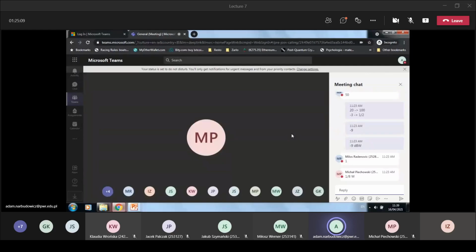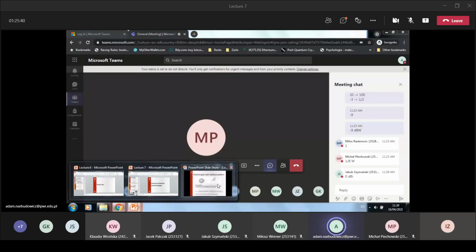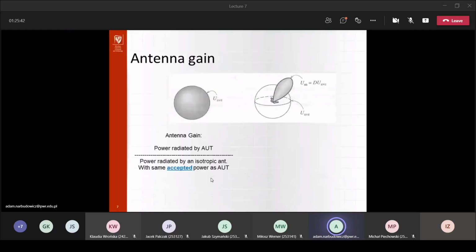Bear in mind that, as I mentioned earlier, the gain is the amount of power in certain directions compared to the power radiated by the isotropic antenna. And of course, Jakub is correct. This is 0 dBi, or 1 in linear. All right, that wasn't supposed to be difficult.